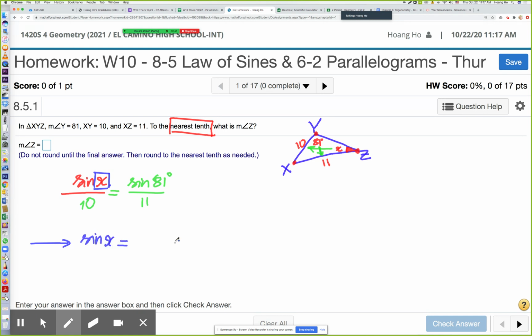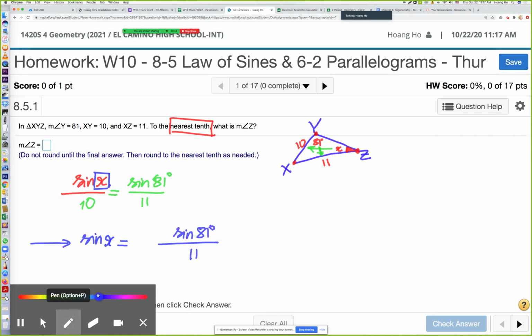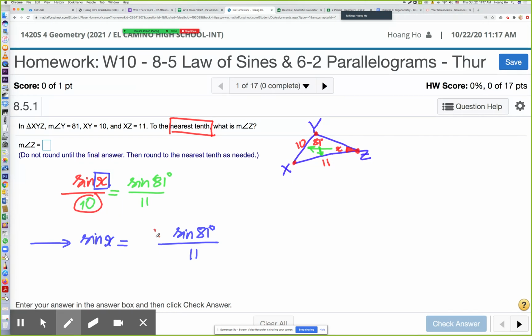So now let's solve for sine of x first. Sine of x equals sine 81 degrees over 11. And number 10 right here, you don't want it here, so you cross it to the front. So I just put number 10 in the front, so when you enter it in your calculator, you won't mess up with the 81 degrees. Okay, so now we're almost done.